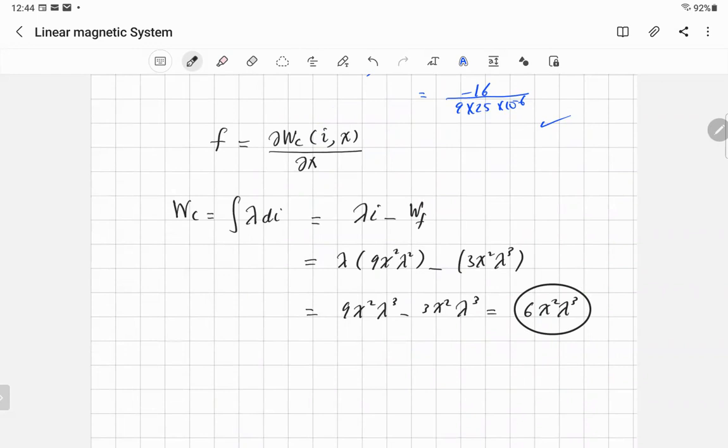And then what do we do? Here we have the formula. You differentiate that with respect to delta x and then substitute the value of I or lambda, whichever corresponds with the delta x, the same procedure. So I will leave that to you. It's the same thing, and differentiating is easy, not complicated. So that's how you find the force using Wf, the stored energy, and the coenergy. Okay. Any question on that? Yes.